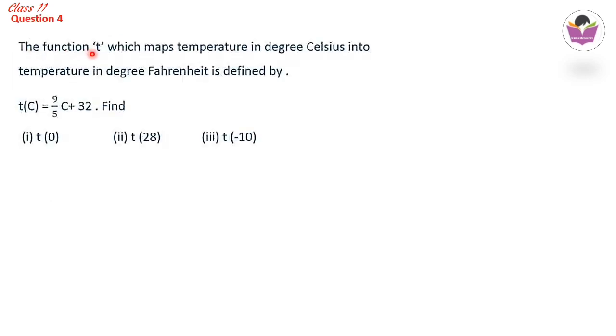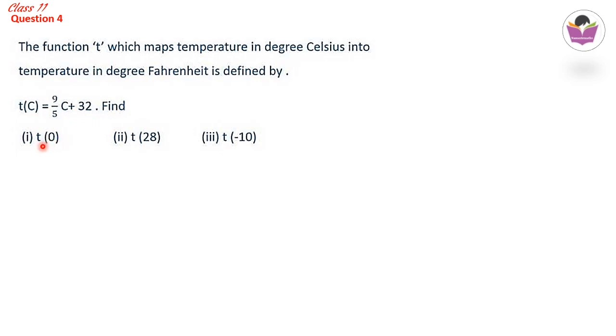The function t, which maps temperature in degree Celsius into temperature in degree Fahrenheit, is defined by t of c is equal to 9 by 5 into c plus 32. Find t of 0, t of 28 and t of minus 10. There is one more question, the fourth question, that we will be discussing later. So a function is given to us. It is a relation between temperature in degree Celsius and temperature in degree Fahrenheit. T of c is equal to 9 by 5 c plus 32. That is the function given to us.